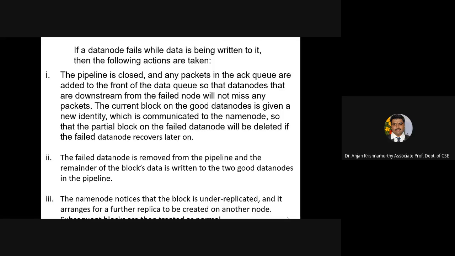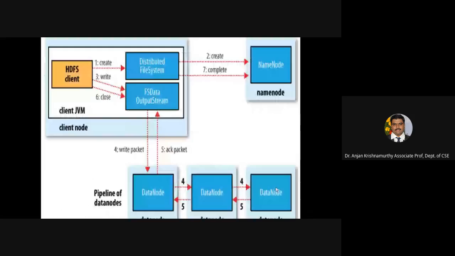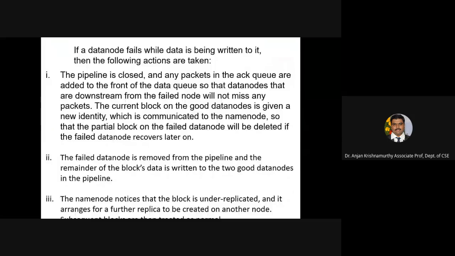The failure may happen with the last node, or with the node where the writing is happening, or with any other node. So the failure can happen in any of the data nodes. The failed data node has to be removed from the pipeline, and the remaining blocks have to be written onto the data nodes which are in good health. The name node notices that the block is under-replicated and arranges for further replication to be created on another node. So this is the operation you are supposed to perform for this scenario.